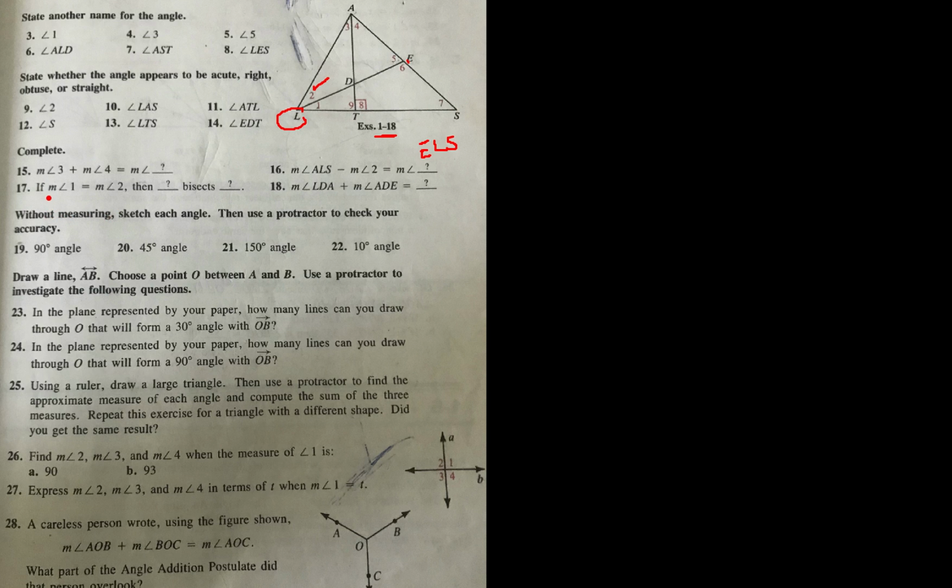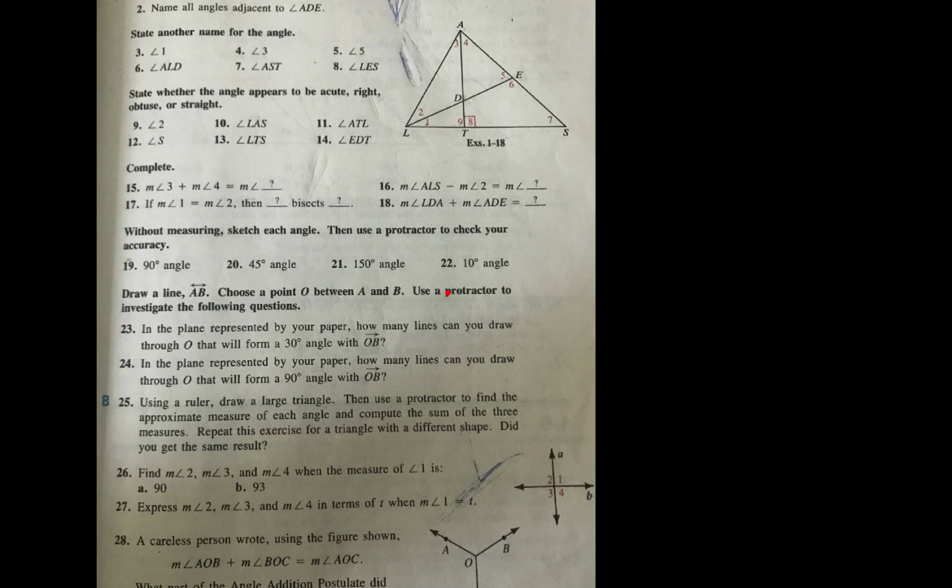Okay, number 17. If measure of angle 1 equals the measure of angle 2. Now we mark the measures. I'm just going to erase this so we can have some more room. So if this is ELS. Okay, so measure of angle 1 is equal to measure of angle 2. So we mark our angles like this to show that they're equal. Then blank bisects blank. Well, it's right here. It's segment LE. This one is bisecting, which means cutting it in half.